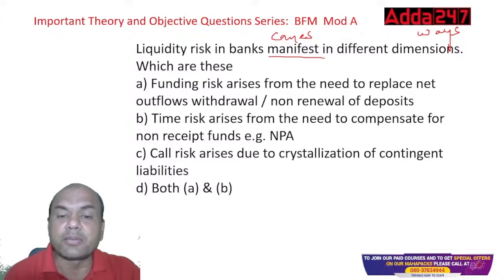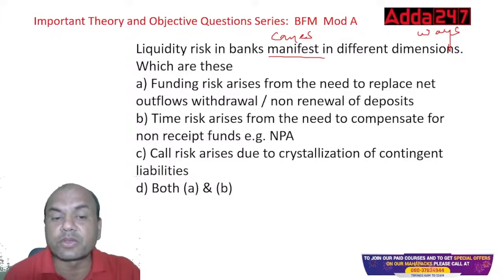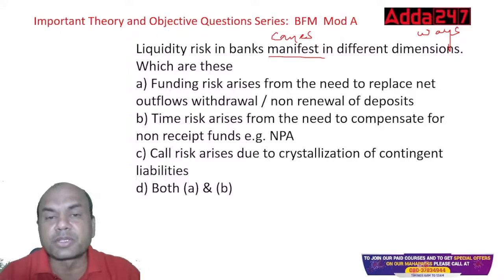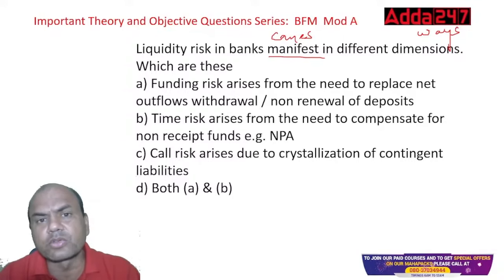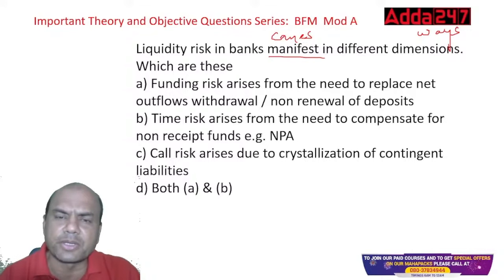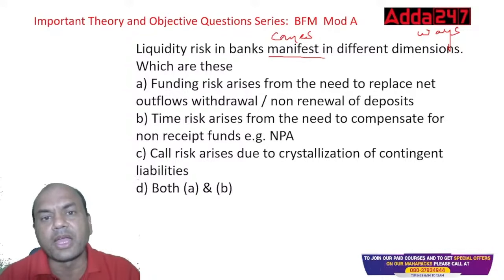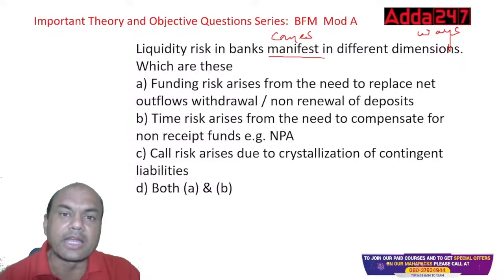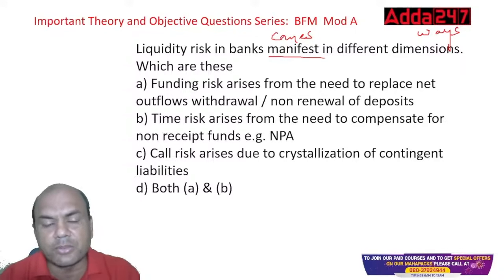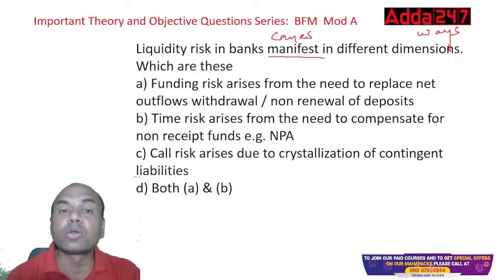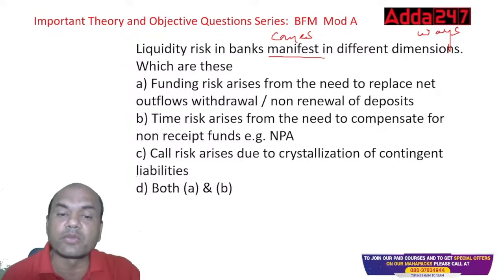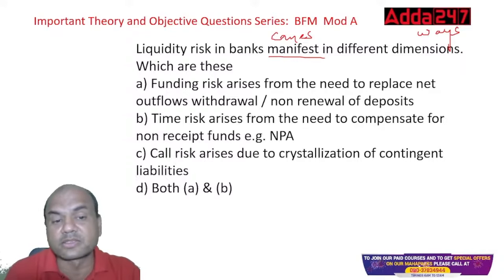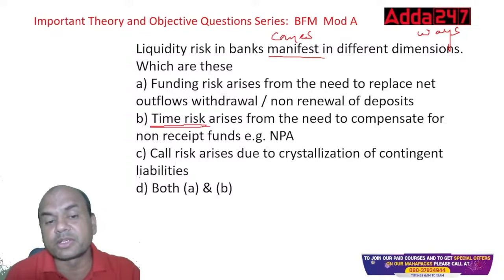Number two, time risk arises from the need to compensate for non-receipt of funds, NPAs. Means basically, suppose I've given a loan, so what is my logic? The logic says that person will pay me the EMI, the interest. And that interest I'll use for paying the depositors. But if I don't get that interest, don't get that EMI, then what? So that will also create a time risk. Time risk means at the time, I'm not having the funds.